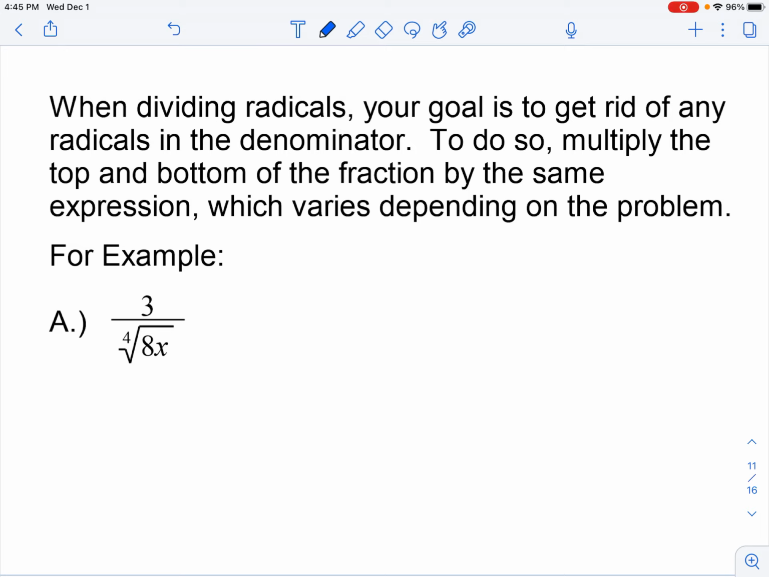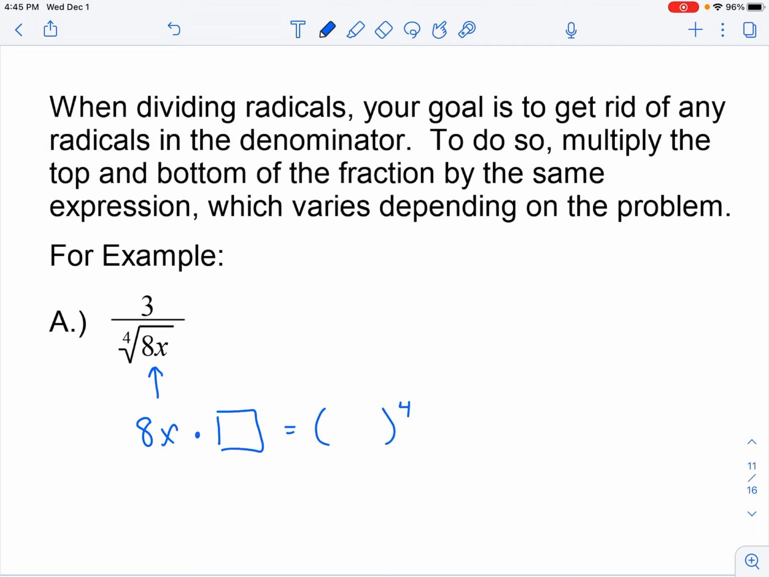So here's our first example for A. Now, we've got this radical in the denominator. This is our issue. So how do we make it go away? Well, if I can make that 8x into a perfect power of 4, then I can find the fourth root of it. So the question is, what do I multiply 8x by to get something to the fourth power? That's my goal.